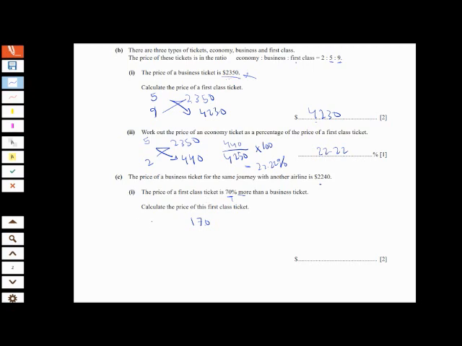First class ticket, do we know it? We don't know it, so it's X. And the business ticket, we know it is 2,240. It's 100%. So 100% is 2,240. Now cross multiply: 170 times 2,240 divided by 100, you will get X. X equals 3,808. That's the price of the first class ticket.